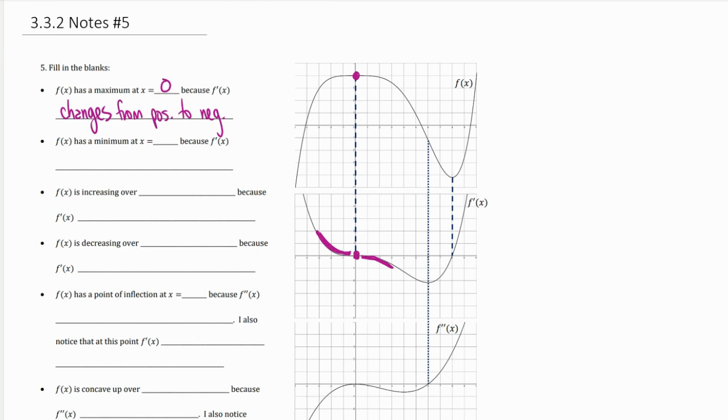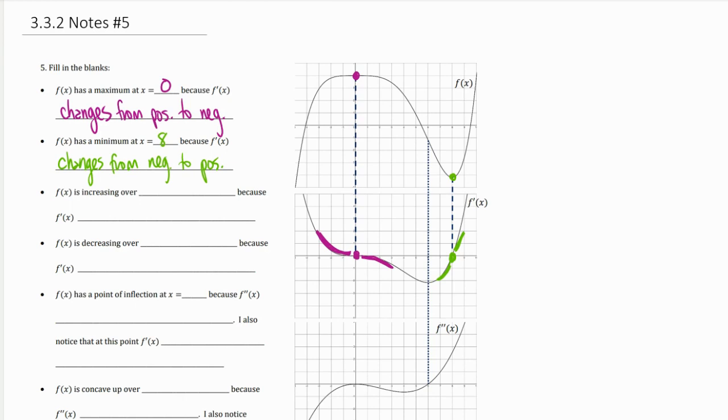Okay, f of x has a minimum at x equals, so let's look at where our minimum occurs. Our minimum occurs at x equals 8. And what's happening on f prime? f prime is equal to 0, but again, that's not enough. f prime is going from below the x-axis to above the x-axis. So f of x has a minimum at x equals 8 because f prime changes from negative to positive. So again, if you're justifying maxes or mins, there has to be a change on f prime.